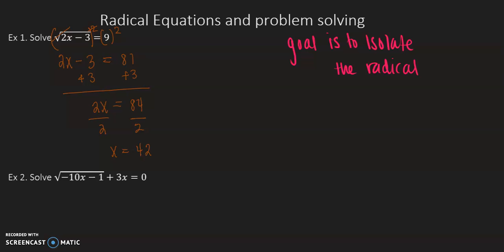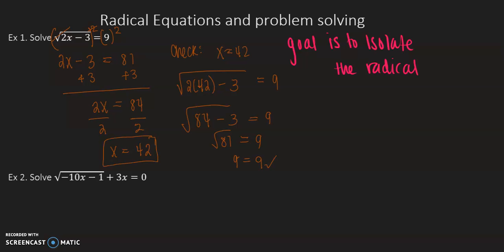And the other thing you want to do is make sure to check your answers. Now, not all solutions are going to work, and that's why you really need to check all your answers. So this is going to give you the square root of 2 times 42 minus 3 equals 9. Then you're going to get 84 minus 3 equals 9, so 81 equals 9, and the square root of 81 is 9. 9 equals 9. So that one works and it is a solution. And then I just like to circle it afterwards.